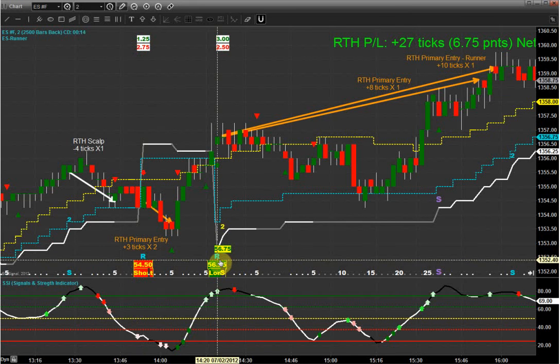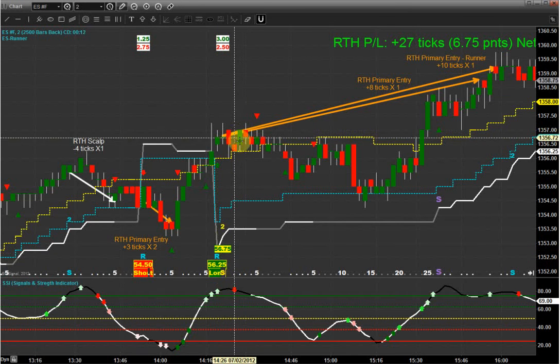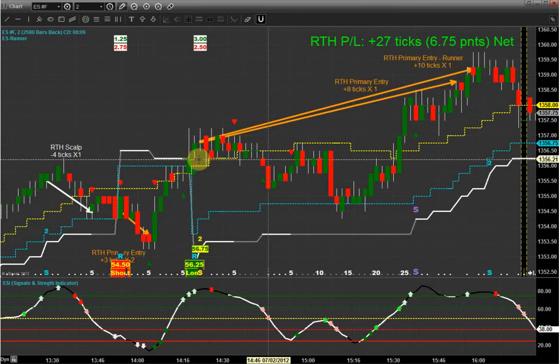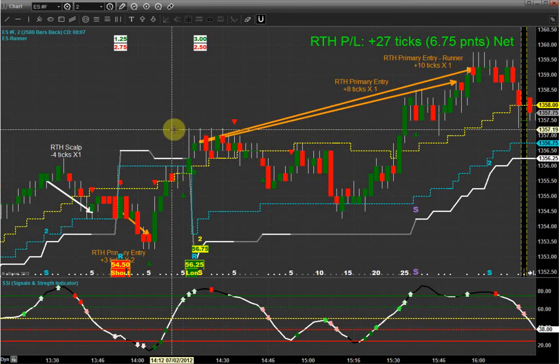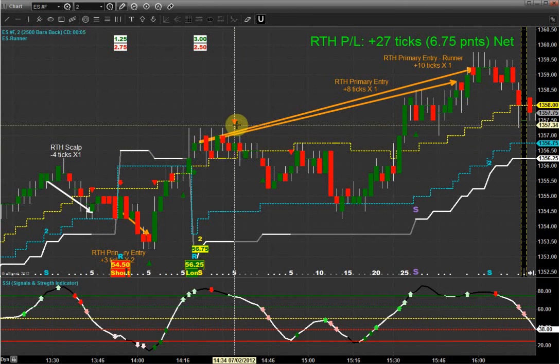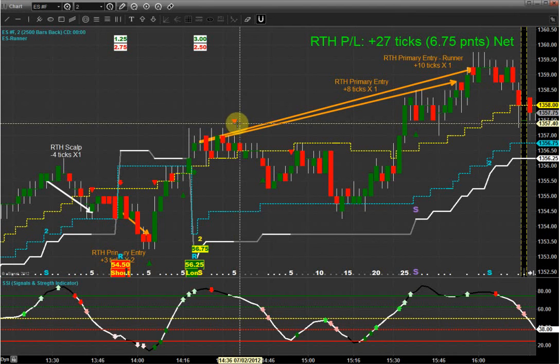Here, a primary entry again. You put in 2 contracts. Now this trade took long to get to profit. In the room, many people sweated this trade out. Some decided to scale out of the positions, as I recommended for larger traders. Scale out of some of your positions, scale out of some contracts.